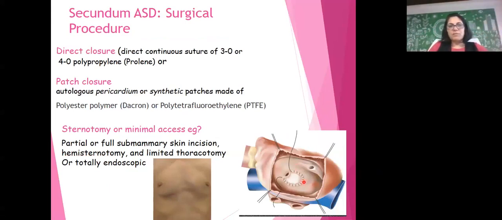If you're using a patch, you can use the patient's own pericardium or Dacron or PTFE. Nowadays, either we do sternotomy, or we can even do minimal access under the breast, lateral from the side, so that you don't see it with the sari blouse, especially for female patients. So your surgical procedures are dependent. You can do direct closure or patch closure, sternotomy, minimal access, you've got many options.